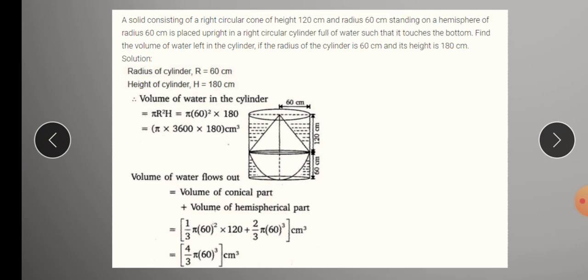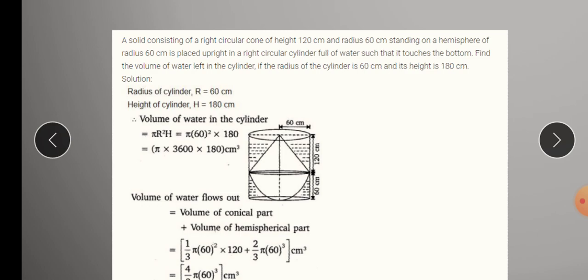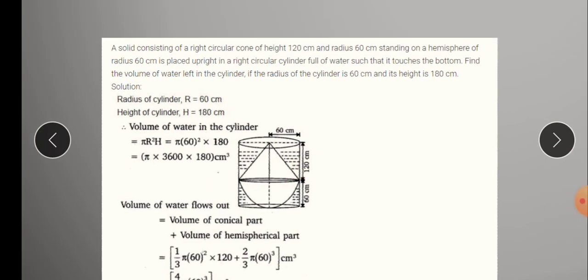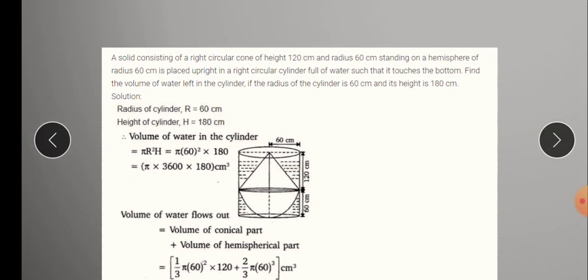A solid consists of a right circular cone of height 120 centimeter and radius 60 centimeter, standing on a hemisphere of radius 60 centimeter. This solid is placed upright in a right circular cylinder full of water such that it touches the bottom.